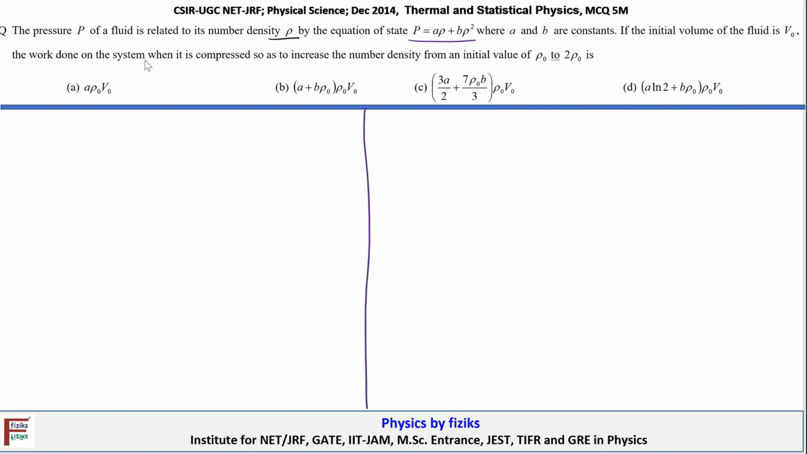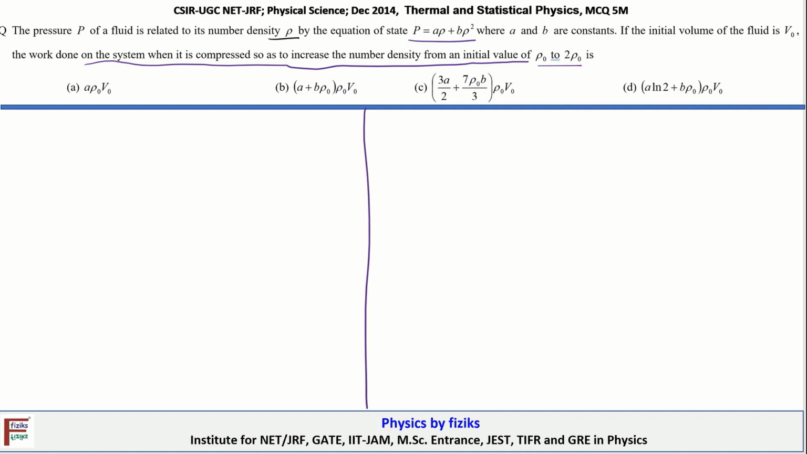where A and B are constants. If the initial volume of the fluid is V naught, the work done on the system when it is compressed so as to increase the number density from an initial value of rho naught to 2 rho naught is given by, okay. So here we are going to make use of the fundamental definition of the work done.